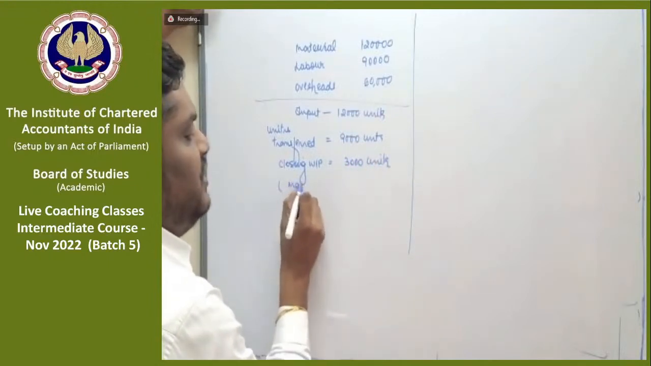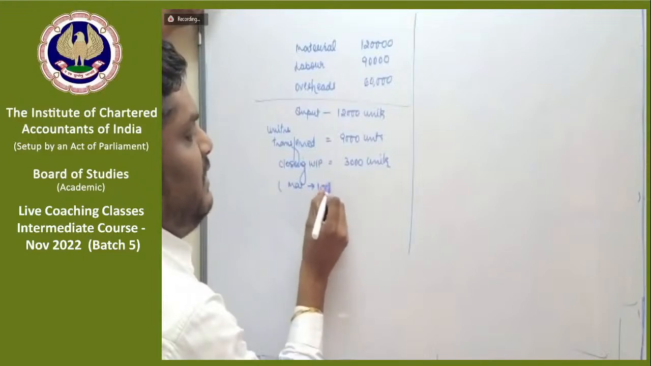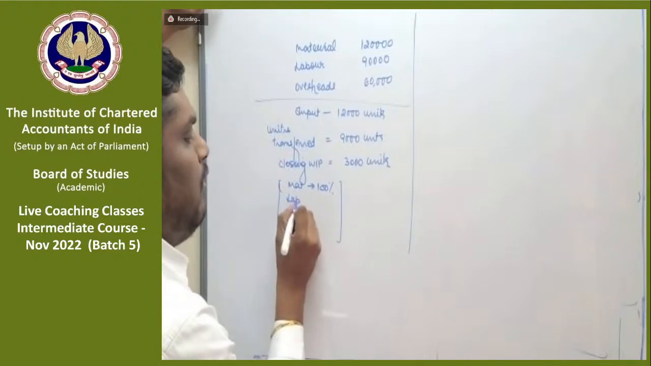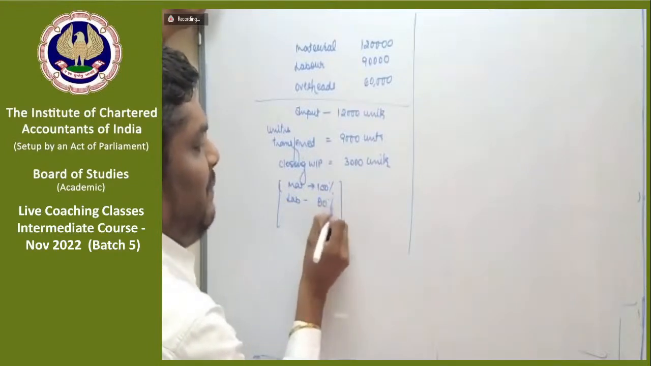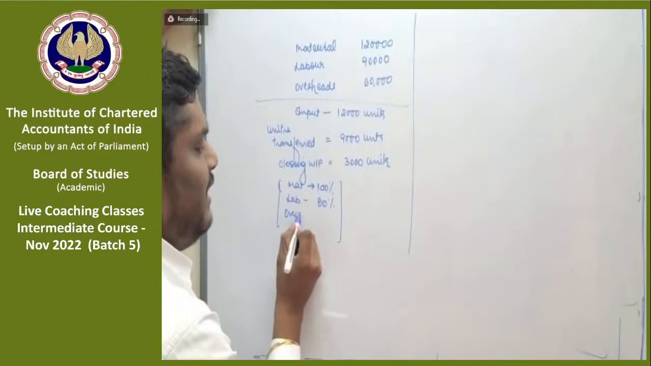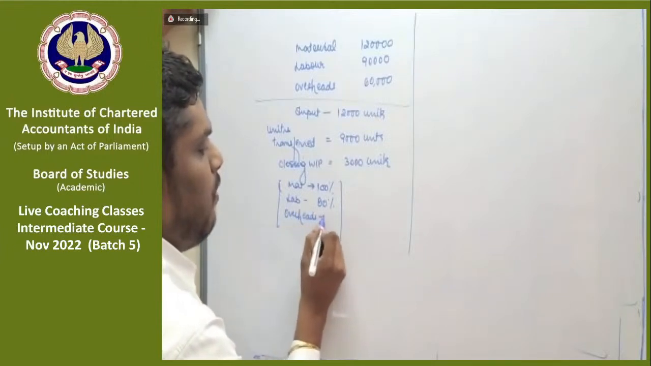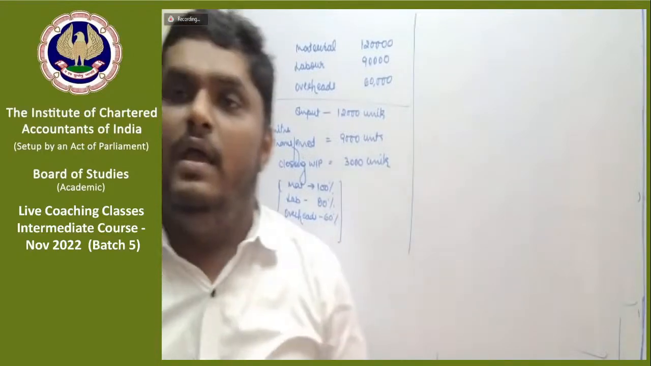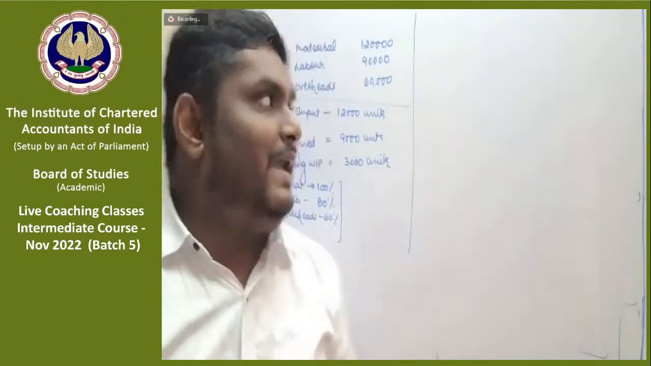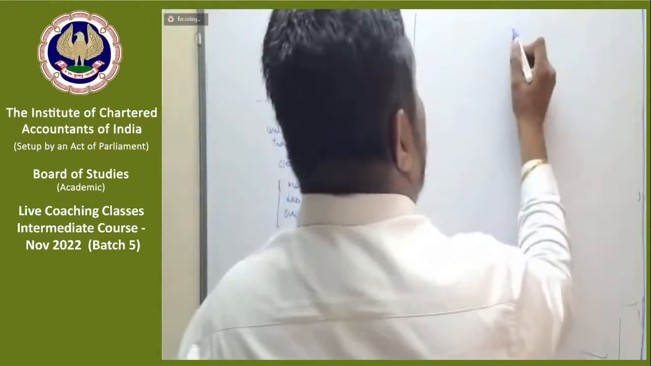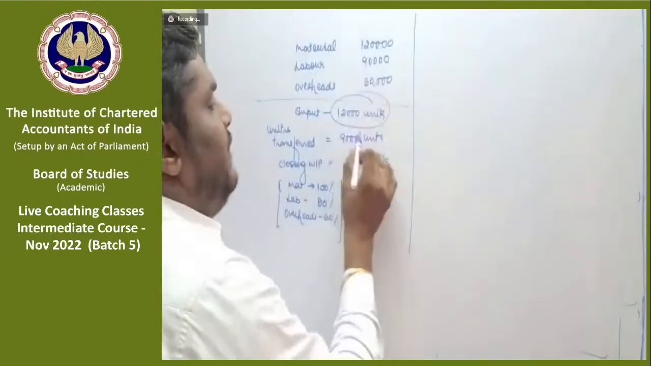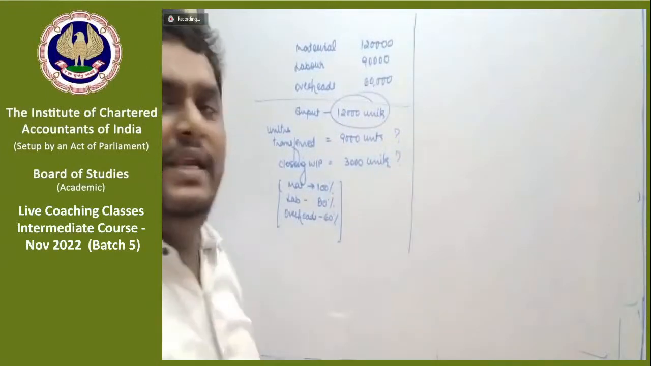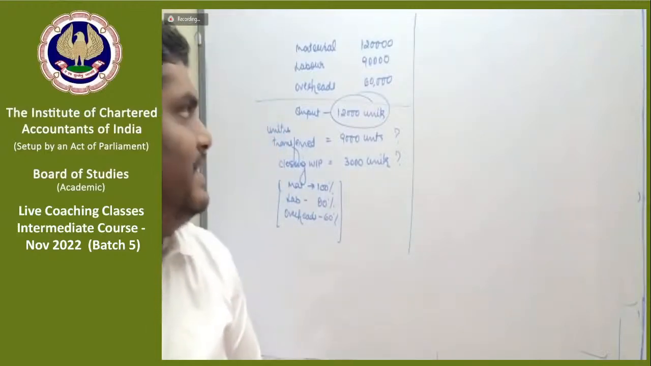As far as completion is concerned, material is 100% complete. Labor is 80% complete. And overheads are 60% complete. Calculate the value of 12,000, calculate the value of 9,000 units and 3,000 units. Waiting for your answers, guys.